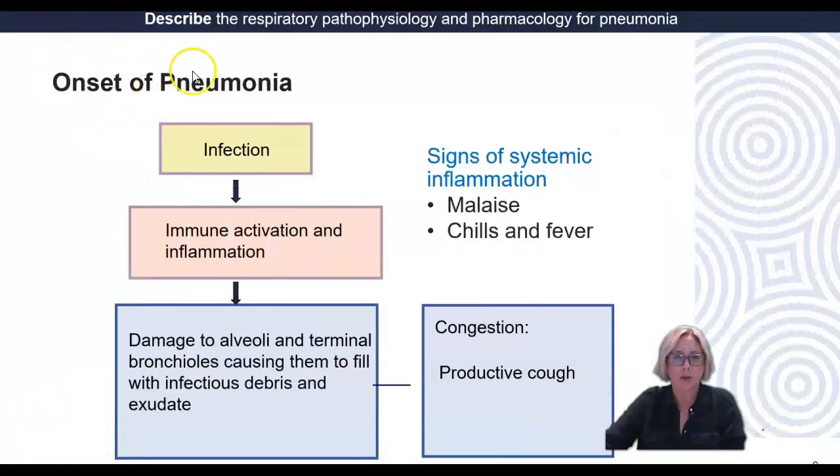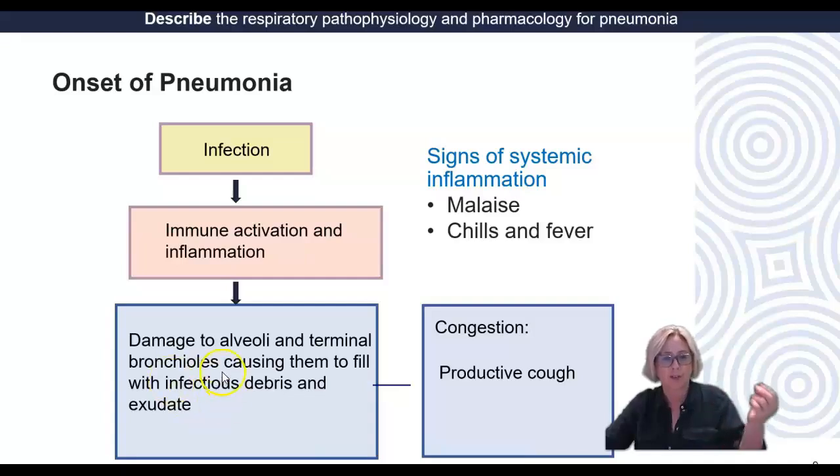So, with the onset of pneumonia, there is this initial infection, immune activation and inflammation, and damage to the alveoli and the terminal bronchioles. This causes them to fill up with fluid and infectious debris and a serous exudate. That will lead to the sign of infection in the lungs, which is that productive cough. But remember, there are also going to be signs of systemic inflammation as well. So fever and chills, and that general feeling of really not feeling well at all, that malaise.